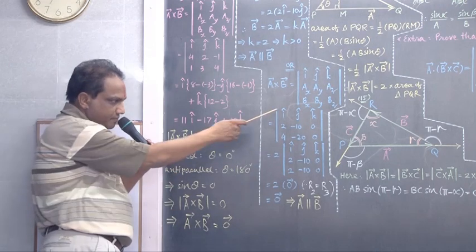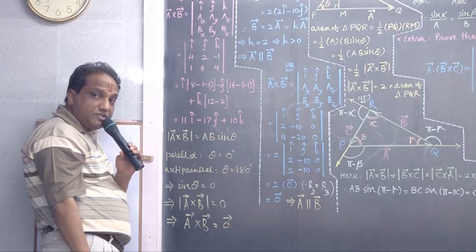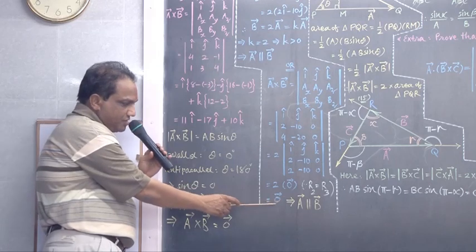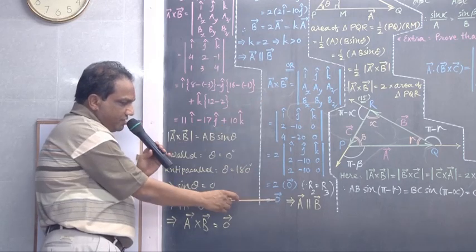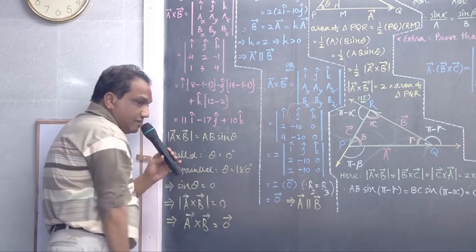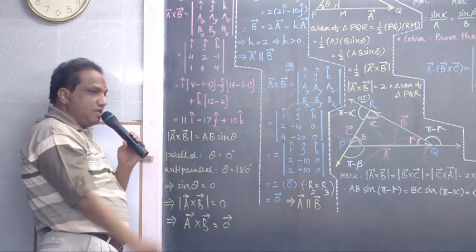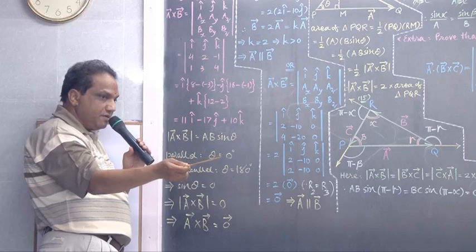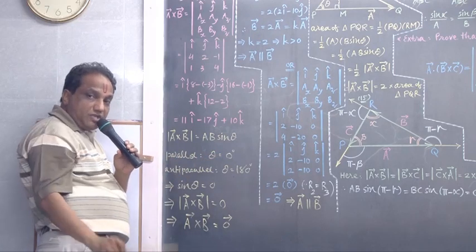So this proof is incomplete. From this you cannot say, when this is a 0 vector, that they are definitely parallel. You cannot say that. They may be anti-parallel. So what is the right proof?